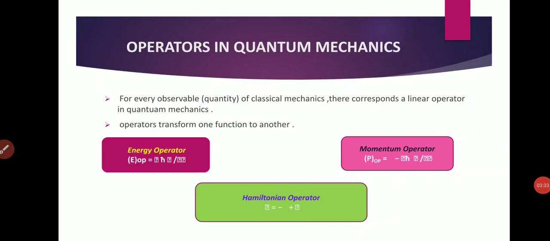The energy operator E cap is equal to i h cut del by del t, and the momentum operator P cap is equal to minus i h cut del by del x, and then the Hamiltonian operator, which is represented by the letter H, is equal to minus h cut squared by 2m del squared by del x squared plus V.